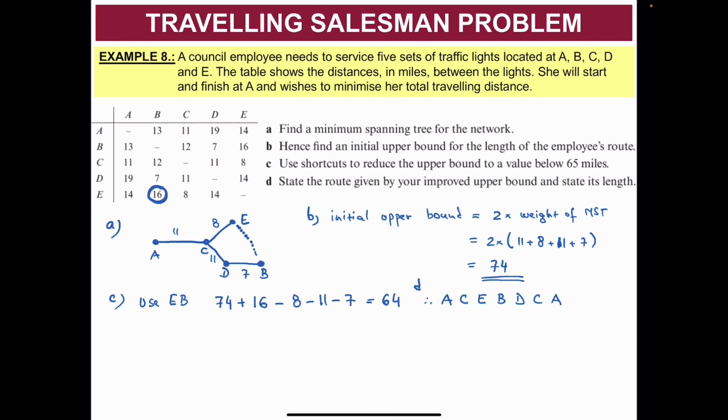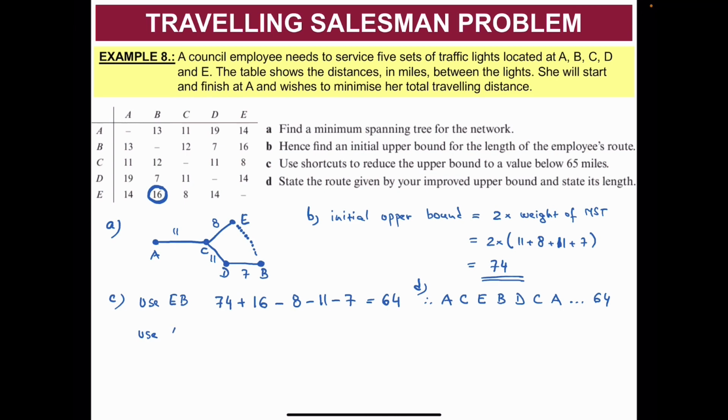This is the case, right? To state the route given by your improved upper bound and state its length. So this would be 64. And you would be perfectly fine. But sometimes it happens it would be over 65, so you have to look further. If you try the problem on your own, there is another option, obviously there are many.